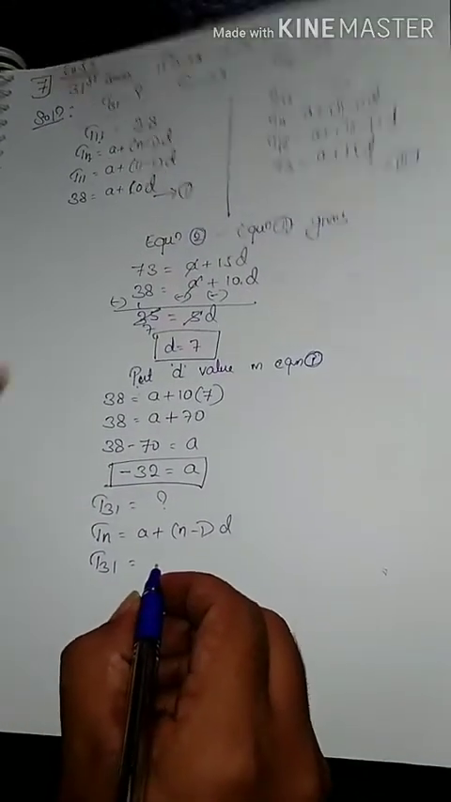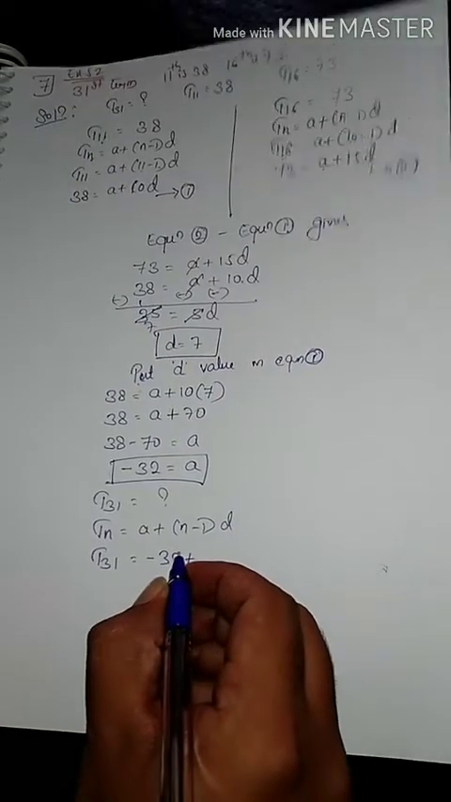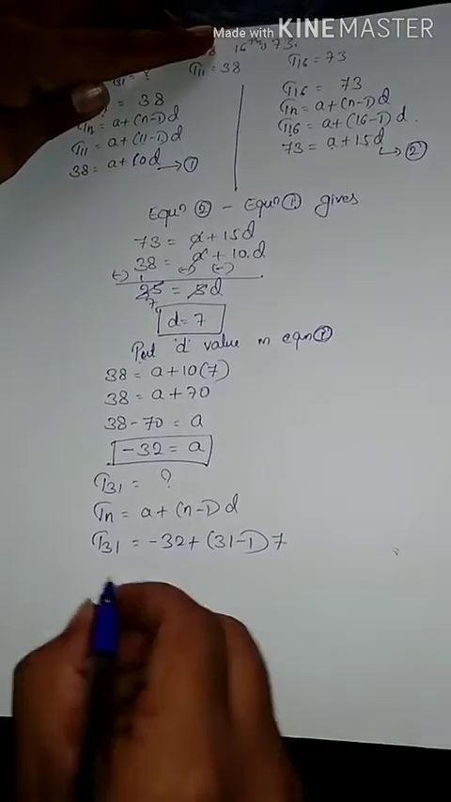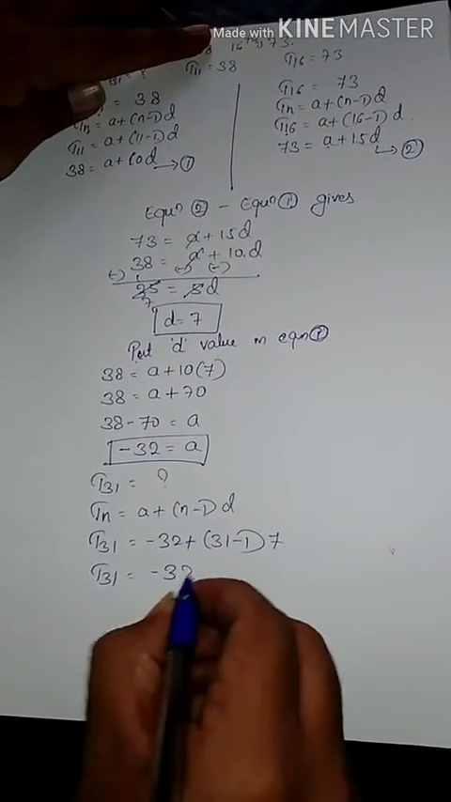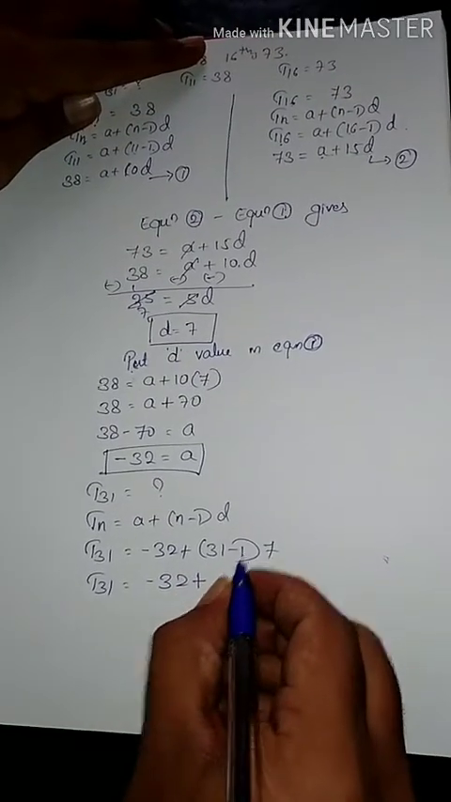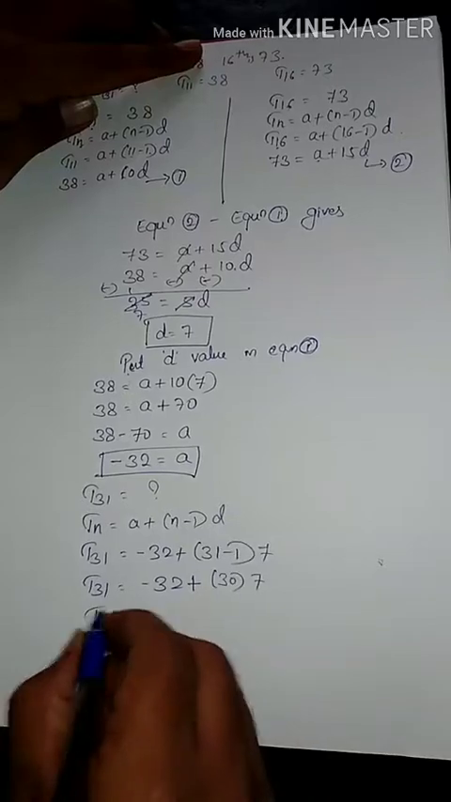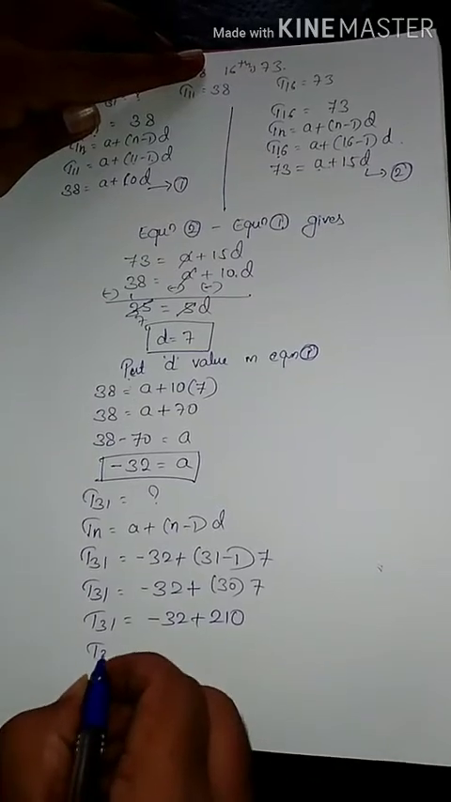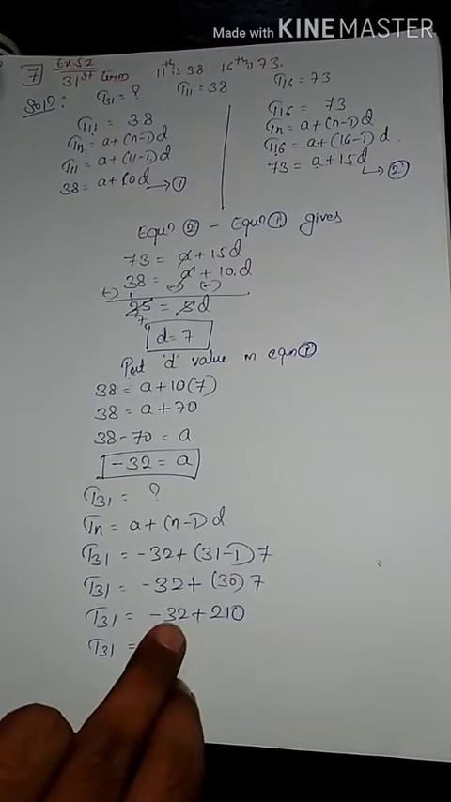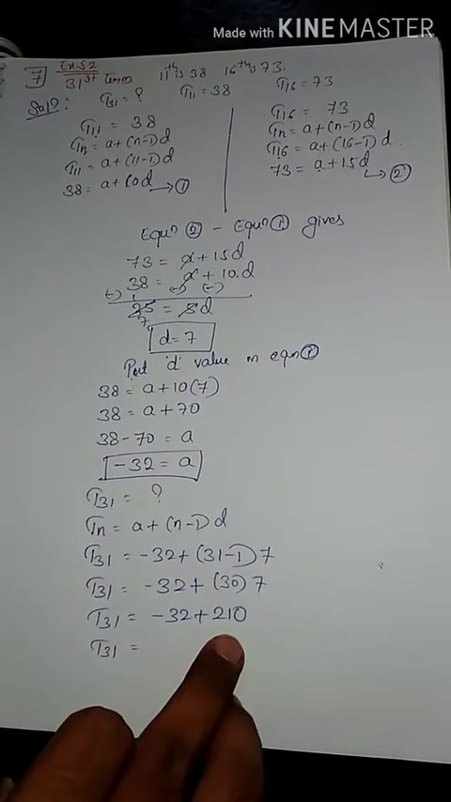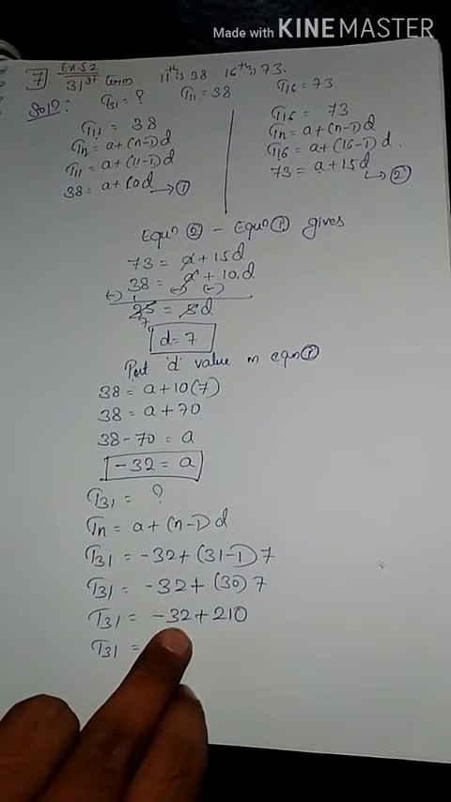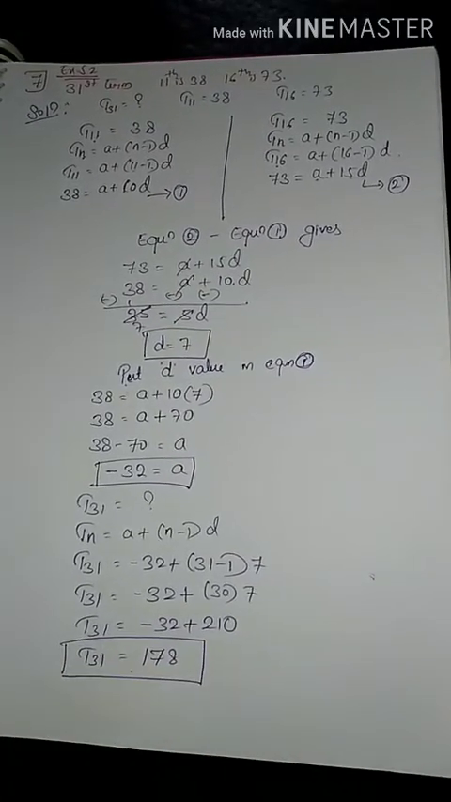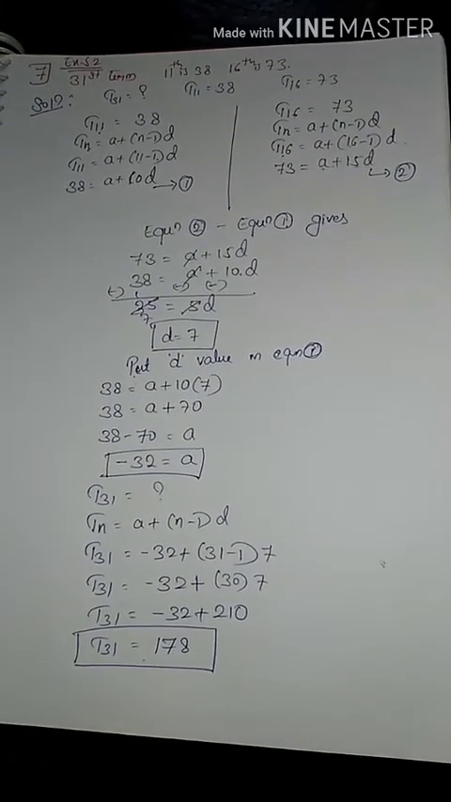T31 is equal to a, which is minus 32, plus n is 31 minus 1, d is 7. So T31 is equal to minus 32 plus 31 minus 1 is 30 into 7. T31 is equal to minus 32 plus 210. So T31 is equal to 210 minus 32, 210 minus 30 is 180, 180 minus 2, 178. So T31 is equal to 178. Therefore the 31st term of the AP is 178.